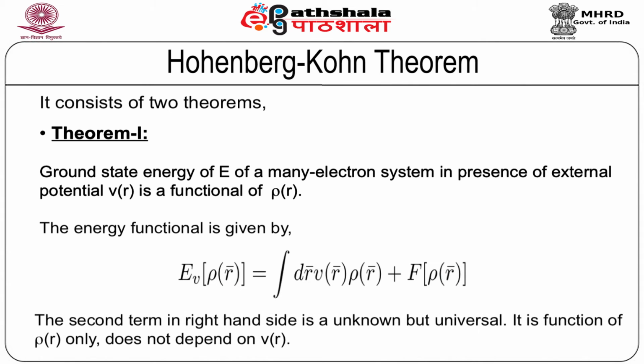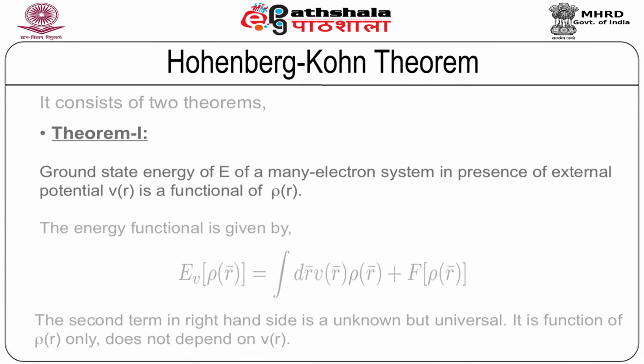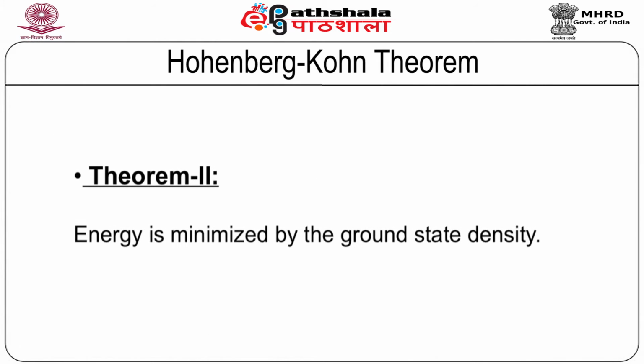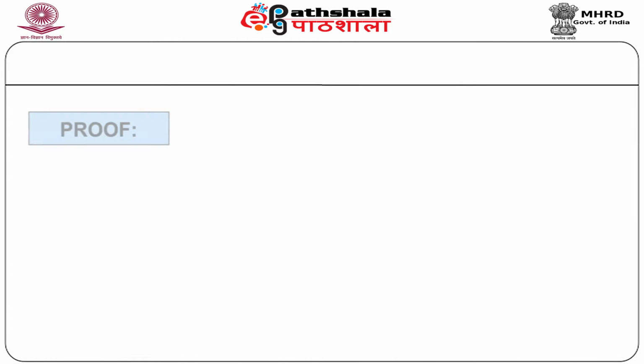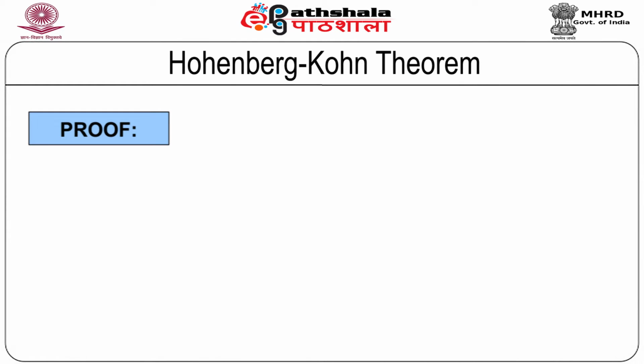This second term F in this right hand side is unknown but universal. It's a function of ρ(r) but does not depend on V. The second theorem says that energy is minimized by the ground state density. The proof of the Hohenberg-Kohn theorem is rather simple.